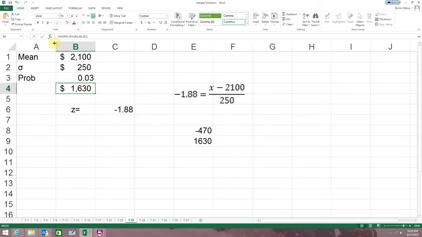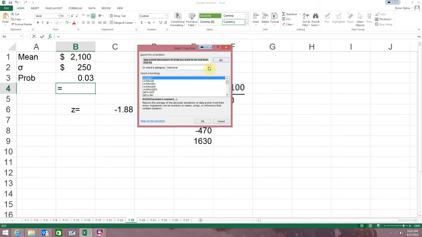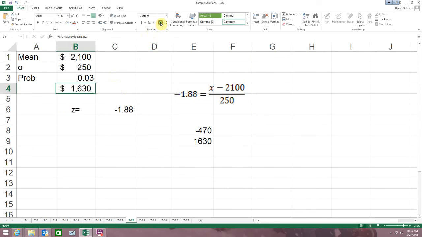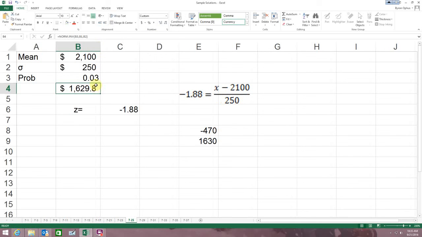Okay, the other way to do it again is to use that normal inverse. And yes, I like to do both. Should have done the most recent, sorry. Normal inverse, okay. My probability is just 0.3, my mean, my standard deviation. Okay. And it came out to a little longer number, but that's fine. Okay, 1,630.